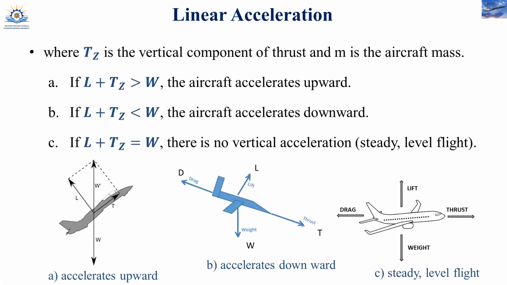So if lift plus thrust in the Z direction is greater than weight, the aircraft accelerates upward. So the first picture indicates accelerating in the upward direction. When lift plus thrust in the Z direction is less than the total weight, the aircraft accelerates downward, that means it is coming to land. And if these two components are equal, then the aircraft is in a steady level flight condition. So that is the meaning.